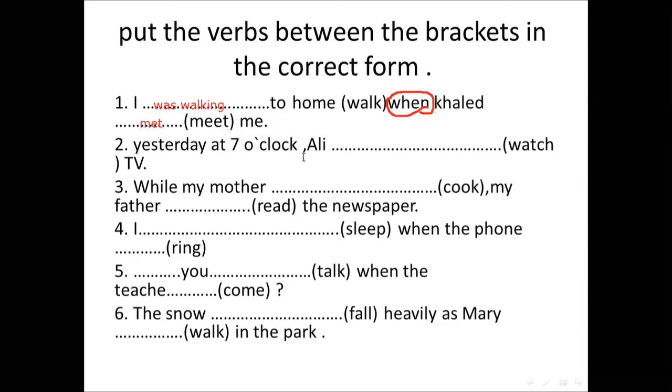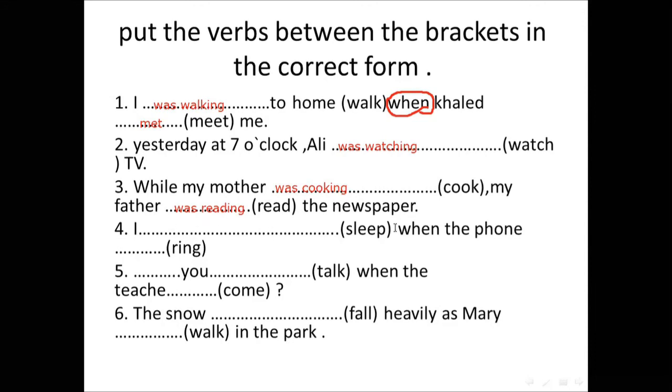Next. Yesterday at 7 o'clock. Pay attention that this is a specific time in the past. Here we can use Ali was watching TV. Okay. Now number three, while my mother space cook, my father space read the newspaper. You can get the idea that two actions happened at the same time in the past. Now with while always we can use the past continuous tense. Now was cooking and my father was reading. Here you can understand that two actions were happening at the same time.